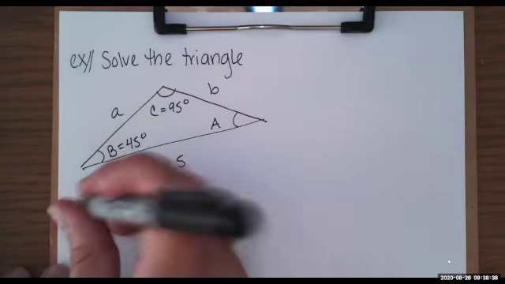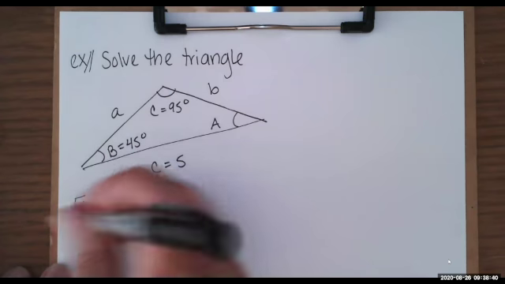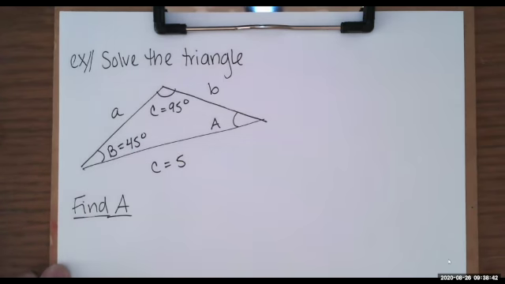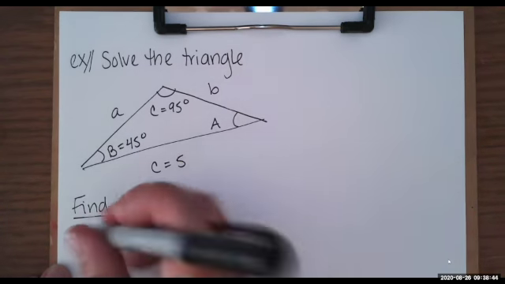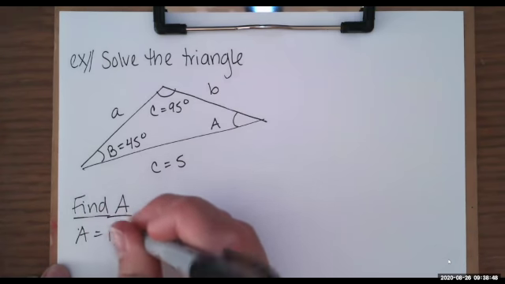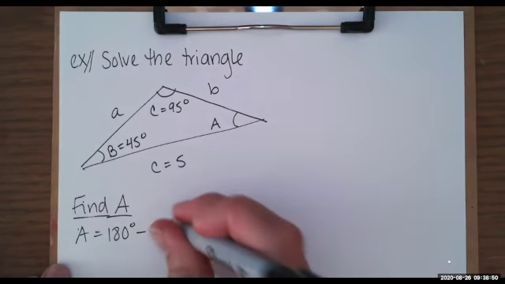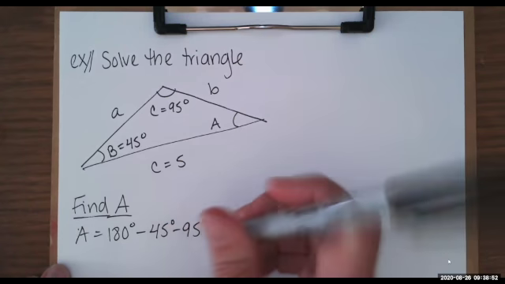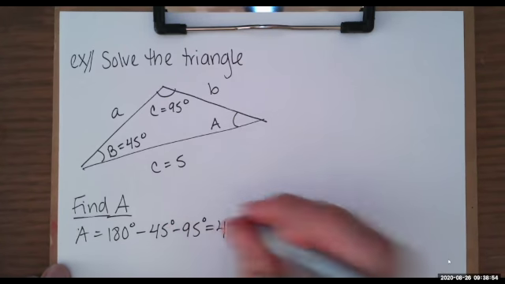So the first thing we'll do is find angle A. That's the easiest thing to do. We know that all 3 angles in a triangle always add up to 180. So that means that A is 180 minus what we already have filled in. So that's a 45 and a 95, which means angle A is 40 degrees.